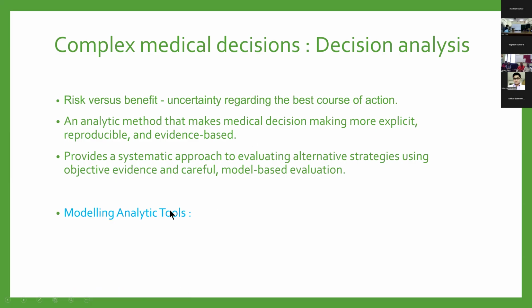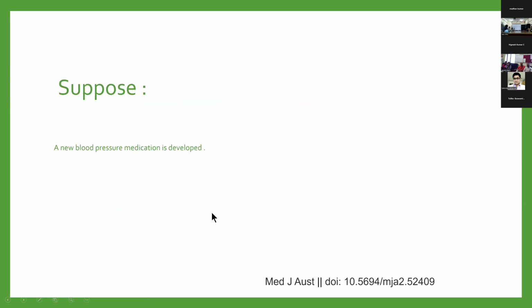There are multiple modeling analytic tools. We'll be looking at decision tree and Markov model. So we will first understand what it is and then proceed. Now suppose there is a new blood pressure medication which is developed. Your question is, what is the cost effectiveness of the new blood pressure medicine compared to placebo?